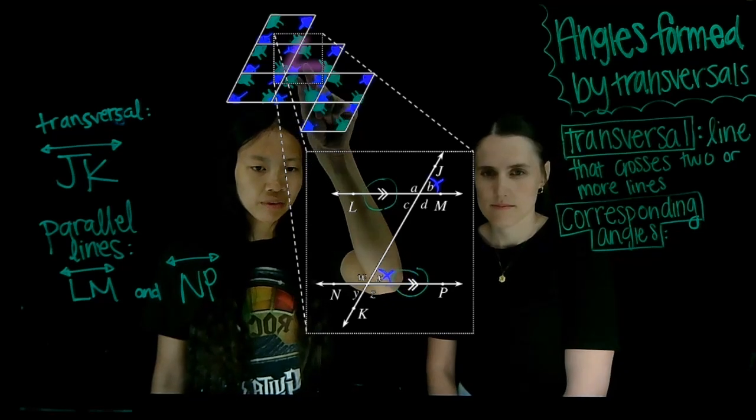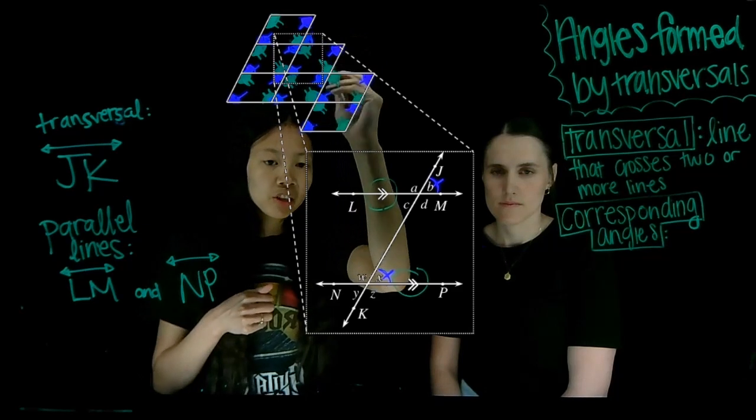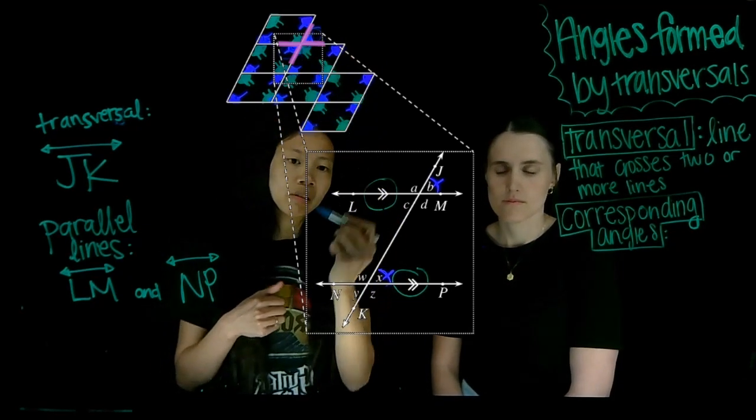This blue angle, if I were to slide it up, it would fit right here as well, and we know that those are congruent using rigid transformations, or you can also see that this angle and this angle are vertical angles, so they have to be congruent.